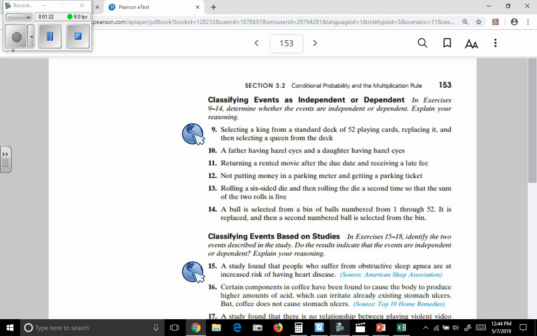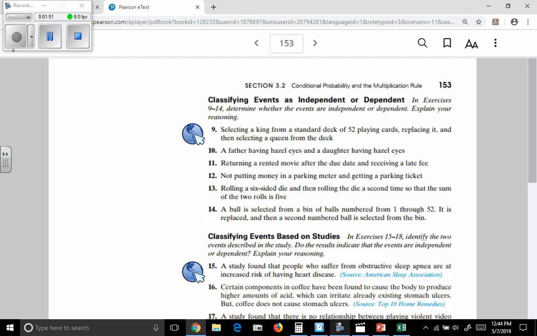How about a ball is selected from a bin of balls numbered 1 through 52? That ball is put back and then we select another number. The key here is replacement. If you put the ball back in, then you're drawing from the same group of numbers each time. So one selection is not affecting the other. So those two events are independent.